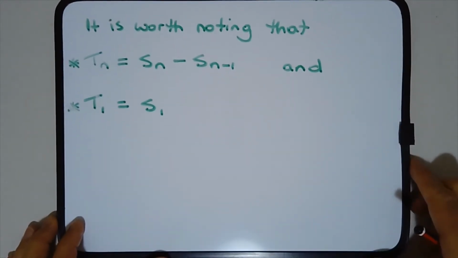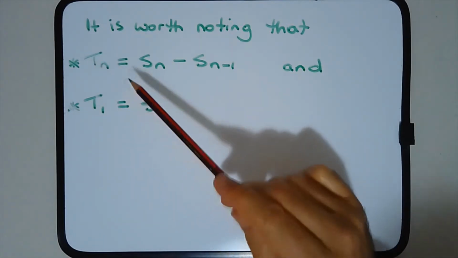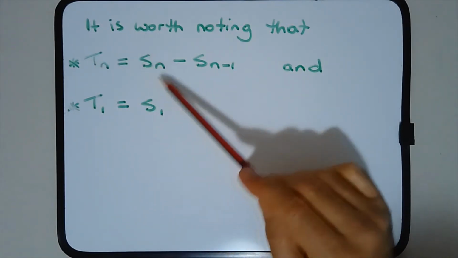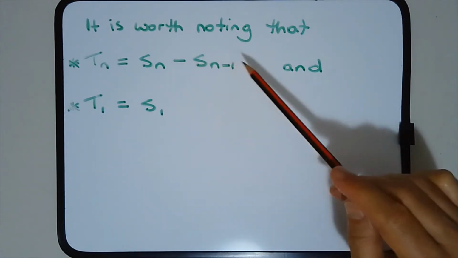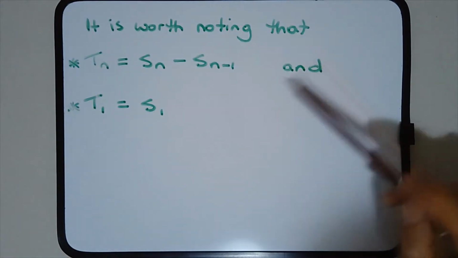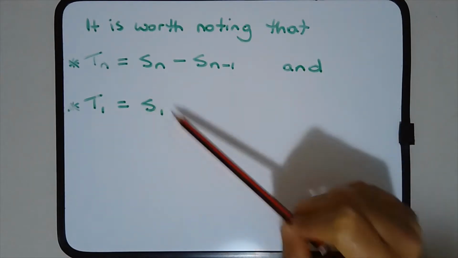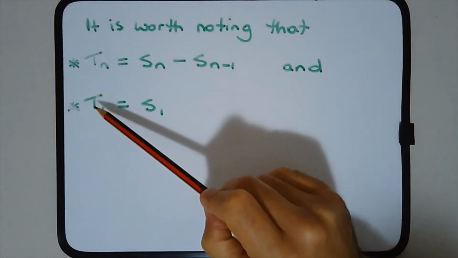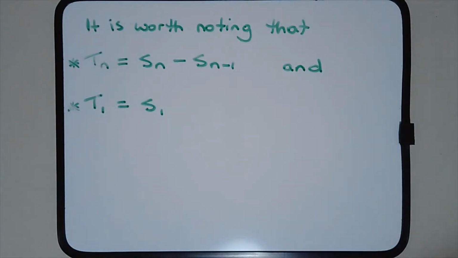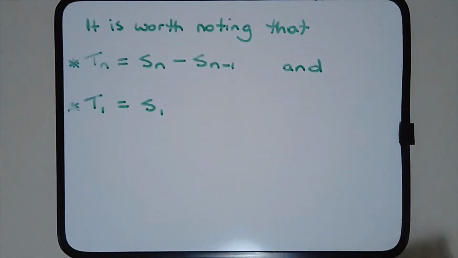Now it is worth noting that Tn, or the nth term of an AP, is equal to the sum of the first n terms minus the sum of the first n minus 1 terms. And T1 is equal to S1. That is, the sum of the first term, or the only term, which is just the first term, is also equal to T1, which represents the first term as well. And this is a useful starting point when dealing with problems involving sums of arithmetic progressions.